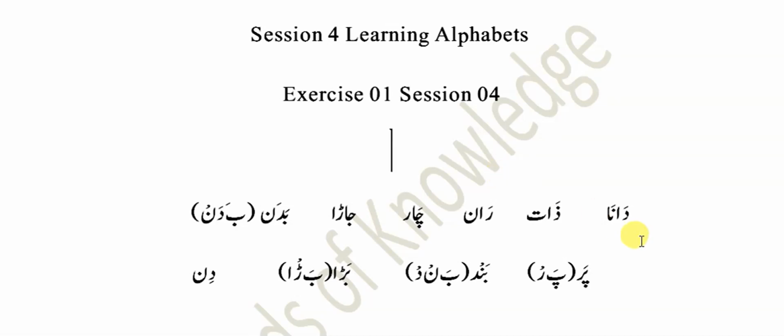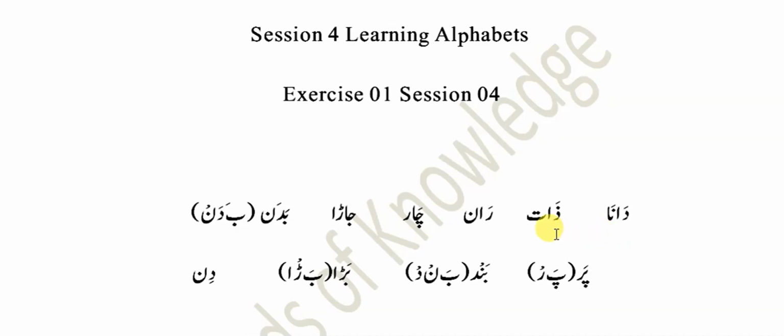Okay, so the first word is dana. It has 4 alphabets. Dal, it has a diacritical mark over it which is called zabar, and then it's alif, so it would be da. Then noon, noon has a diacritical mark over it, it is also called zabar sign, and then it's alif, so the whole word is dana.